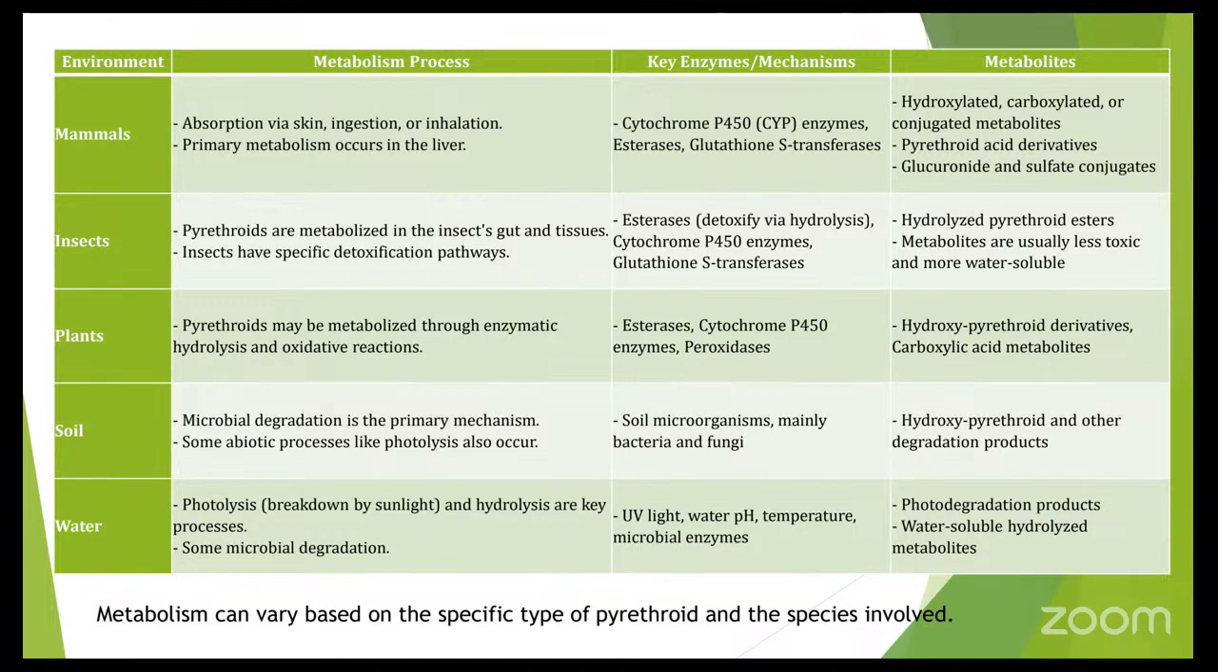Coming to the plants, the initial metabolic processes in plants are identical to those of mammals. That is, ester cleavage and hydroxylation reactions are similar. However, oxidation of primary alcohol is a less important process in plants. The metabolites formed are usually conjugated with sugar or amino acids. And most pyrethroids are not translocated from the leaves or from the soil to other parts of the plant.